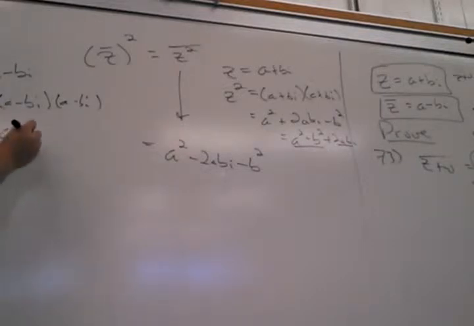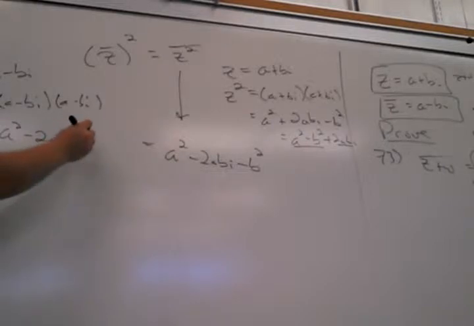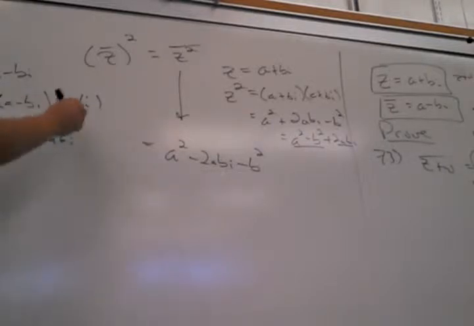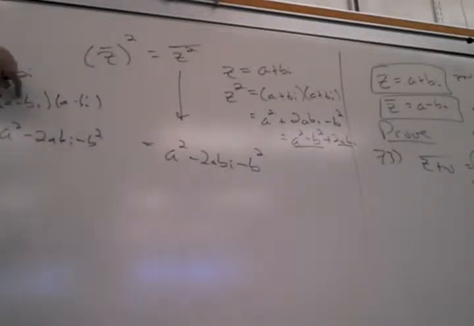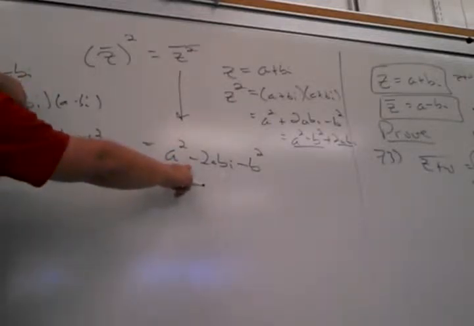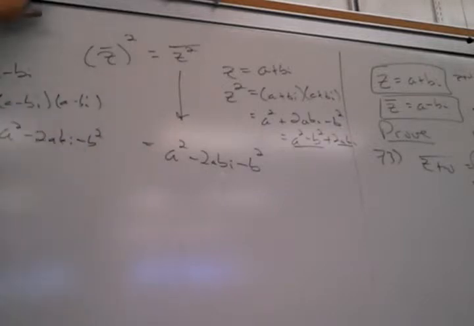So you get a squared minus 2abi plus b squared i squared, which is minus b squared, right? Yes, this would be plus b squared i squared, and i squared is negative 1. So are these equal? Mm-hmm. Yeah. So see, that's the thing.